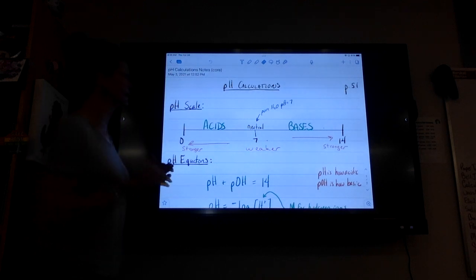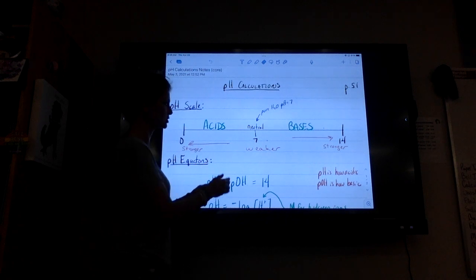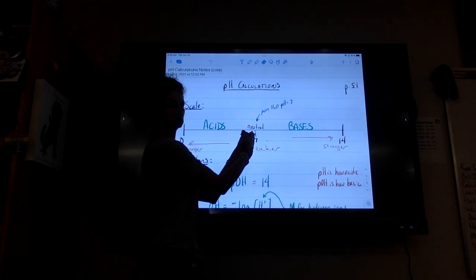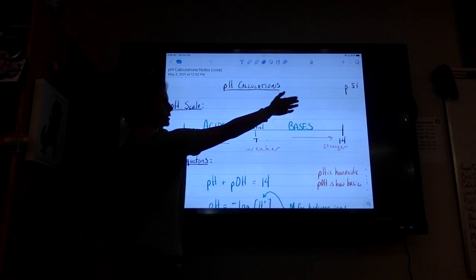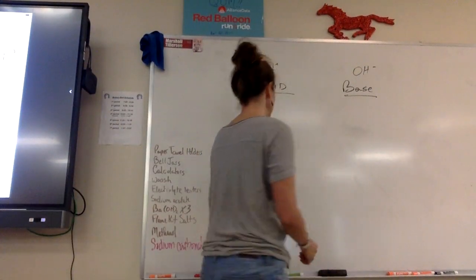It's weird in that the weaker the acid or the base is, the closer it is to the middle. So it's stronger as it goes to the extremes. I need to talk to you about that for a little bit, so I'm going to move to the board and make sure you understand this pH scale.